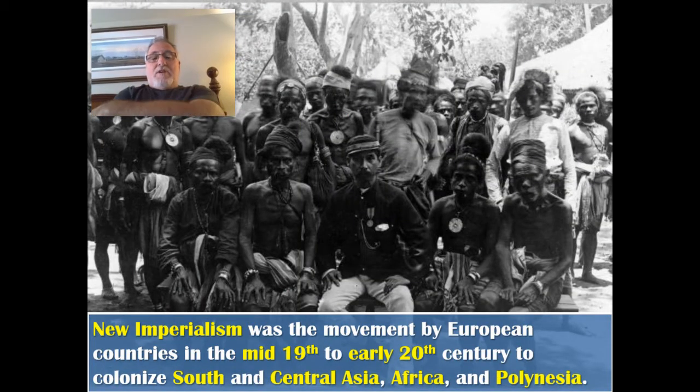The new imperialism was a 19th century European movement to go into South and Central Asia. That is South Asia, that's India and Burma and French Indochina at the time, which now is Vietnam, Laos, Cambodia, those places, as well as Central Asia, which is Afghanistan, Iran, that part of Asia, and then into Africa and Polynesia. Polynesia, Philippines, New Zealand, Australia, the islands around there, Singapore, Malaysia, those places.